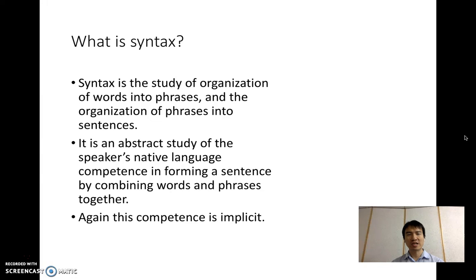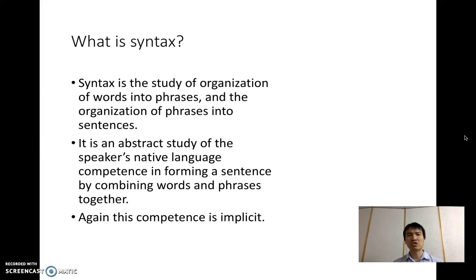so what is syntax? Syntax is about sentence structure. More particularly, it's about the study of the organization of words into phrases and the organization of phrases into sentences. You have seen the word "word" before, and you know what a word is. You probably have seen the word "phrase" before, but we will have some detailed discussion about phrases. Actually, phrases are one of the most basic units in syntax. And you know what a sentence is.